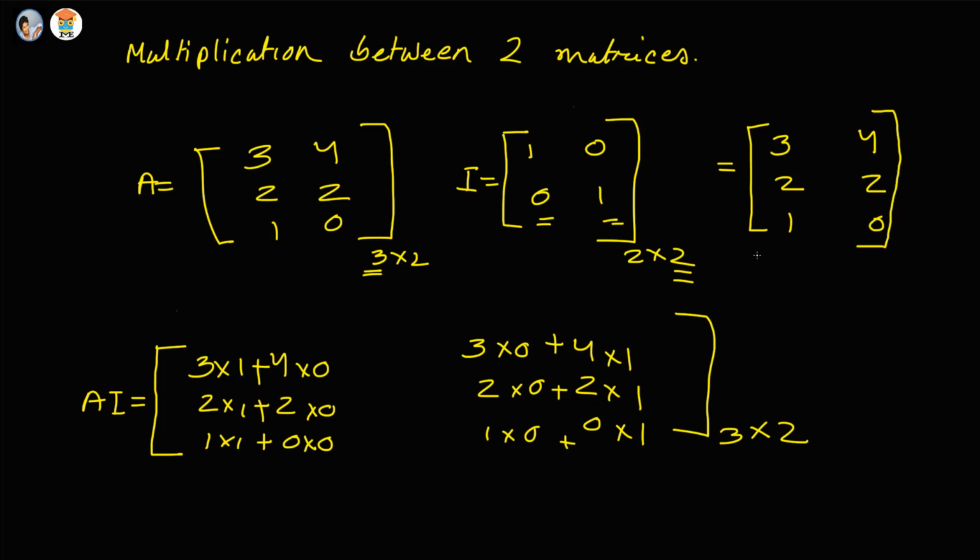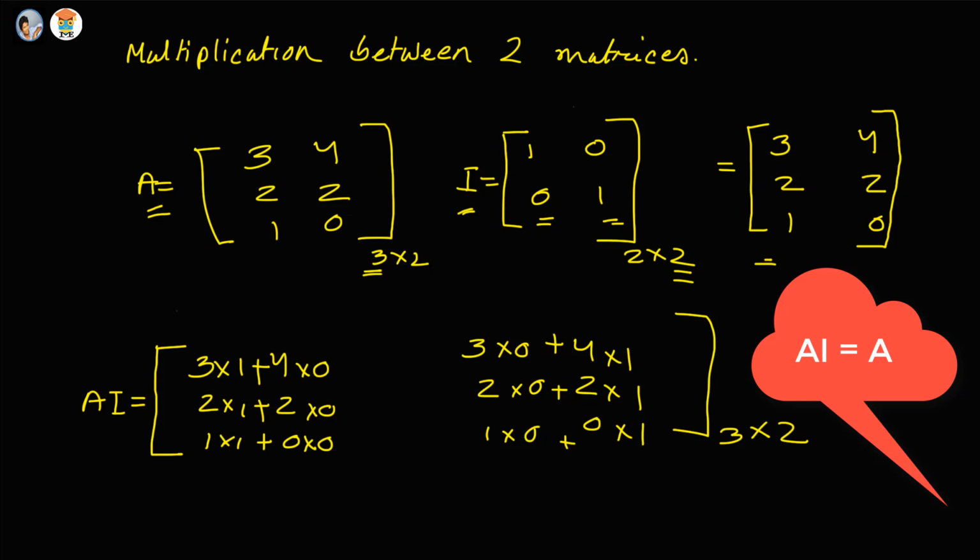See here, the result is actually equal to A. Always remember that if you multiply any matrix with an identity matrix, and if multiplication is possible, you will always get the matrix as result which you are multiplying with an identity matrix. This is all for now.